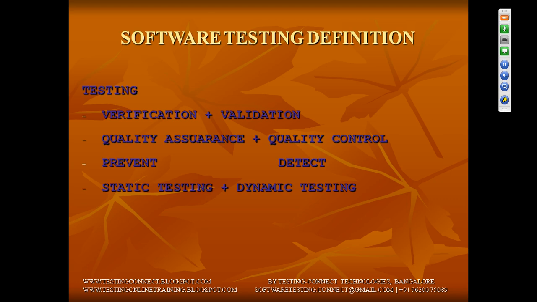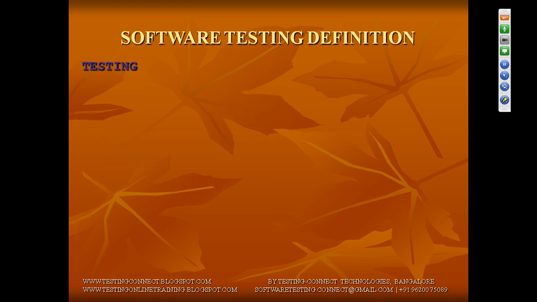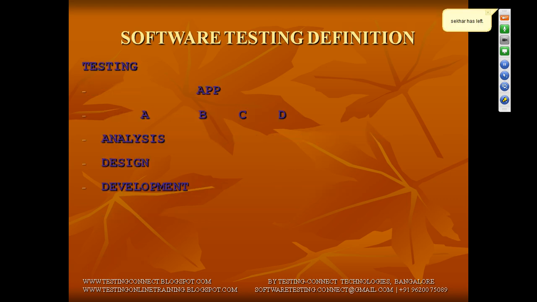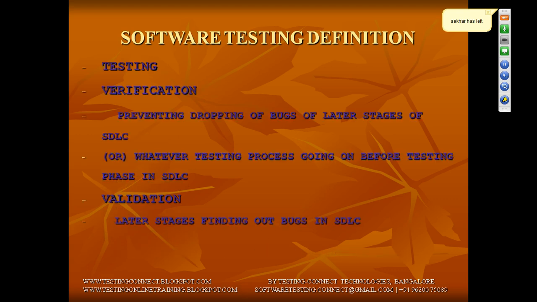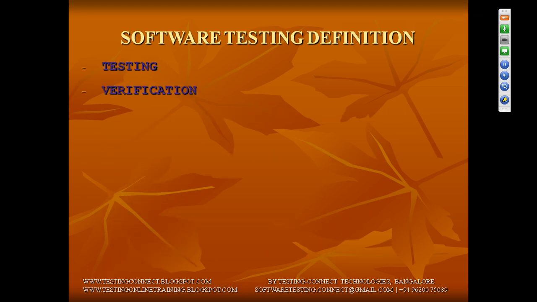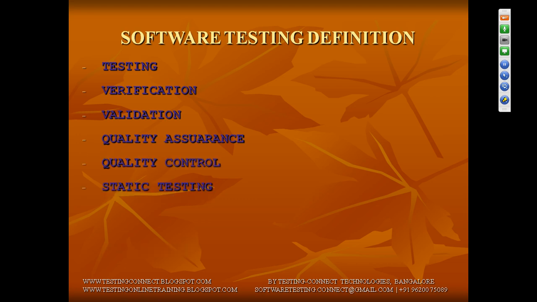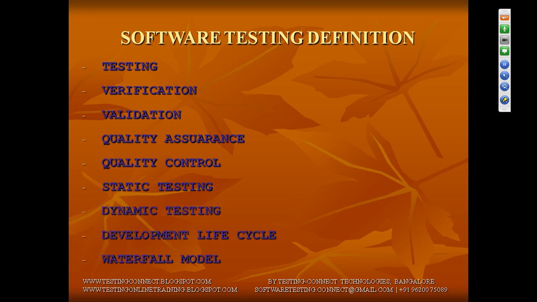This is how you can define. Okay, so if you are able to understand this simple example, you will be able to answer around 15 questions. What is testing, what is verification, what is validation, what is quality assurance, what is quality control, what is static testing, what is dynamic testing, development life cycle we covered, right?